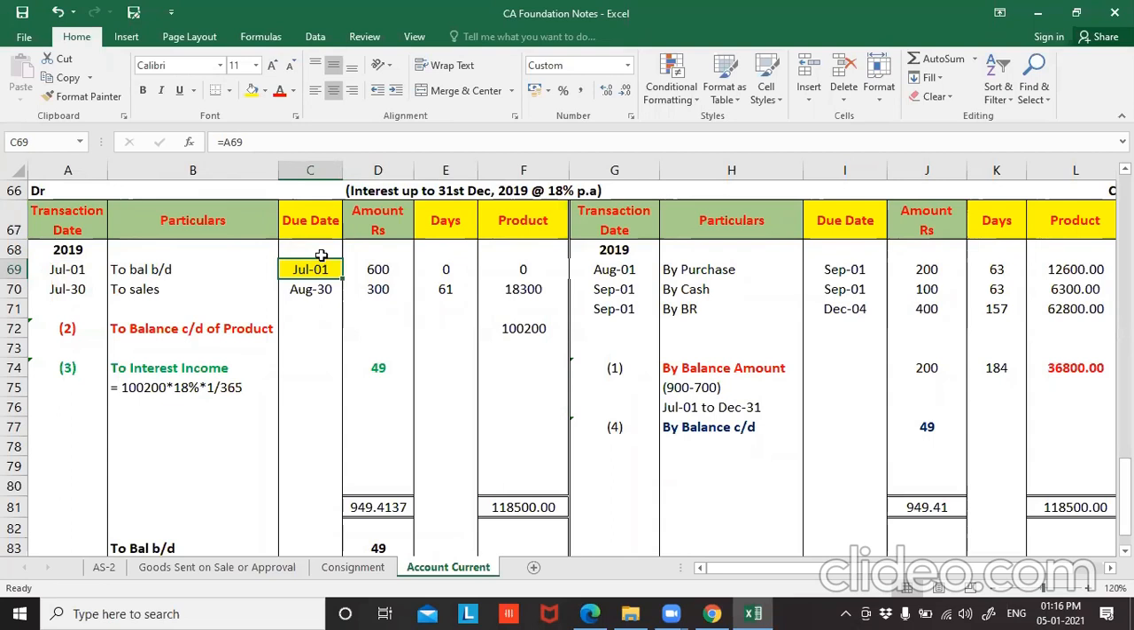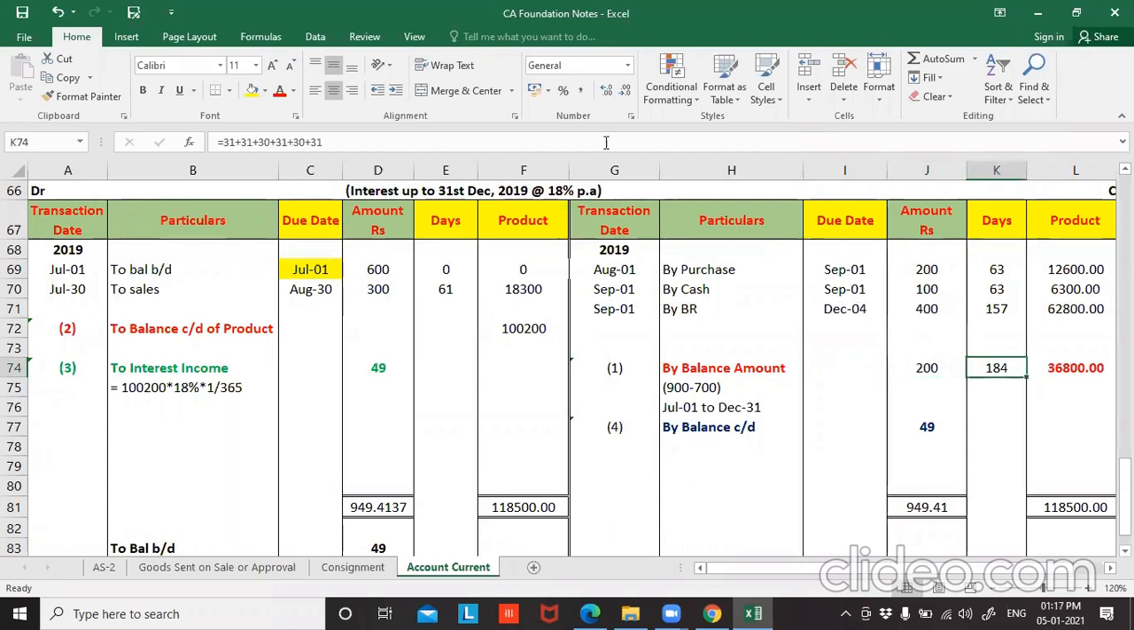August 30 will be calculated with July 1. September 1 will be compared and calculated till July 1. December 4 will be calculated and compared till July 1. Get the days, calculate the product. After that, calculate the balance of the amount column, get the difference. Now calculate the number of days.